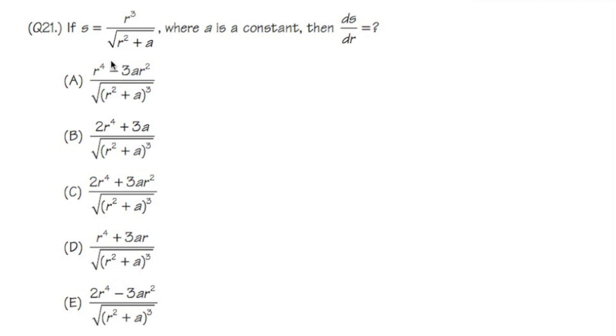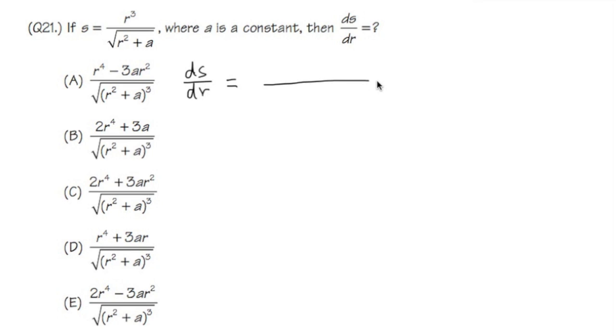For number 21, our equation is r to the third power over square root of r squared plus a. A is just a constant. You can look at a as like 9, okay? And we're going to take the derivative of this equation with respect to r. So let's begin. ds over dr.